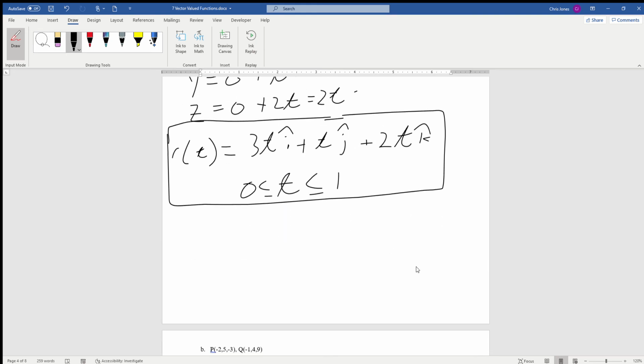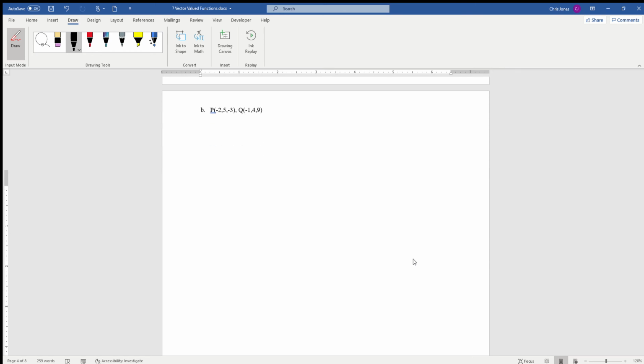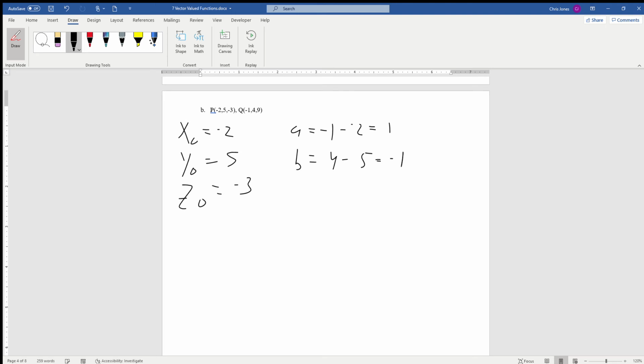All right. What if the points are not the origin and another point? Okay, so we have this. Let's just define x naught to be negative 2, y naught to be 5, z naught to be negative 3. A is going to be terminal minus initial, negative 1 minus negative 2, and that's going to be 1. B is going to be 4 minus 5, which is negative 1, and C is going to be equal to 9 minus negative 3, which is 12.